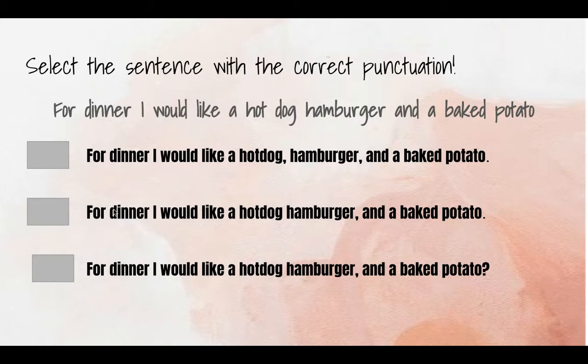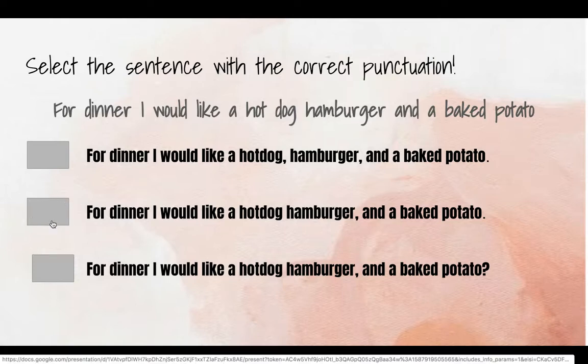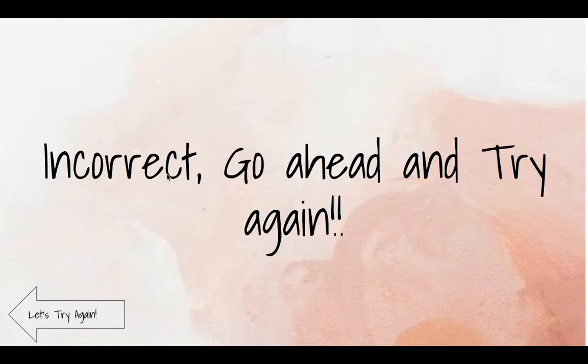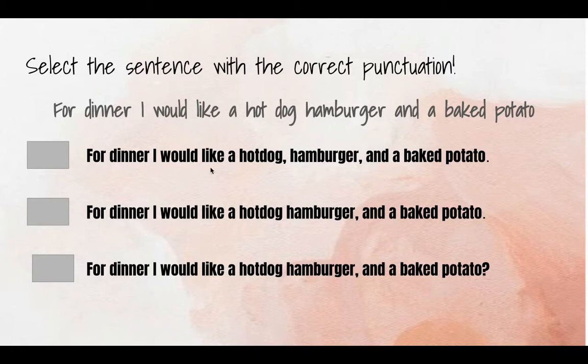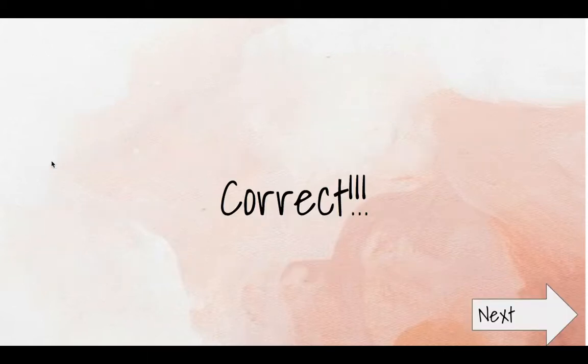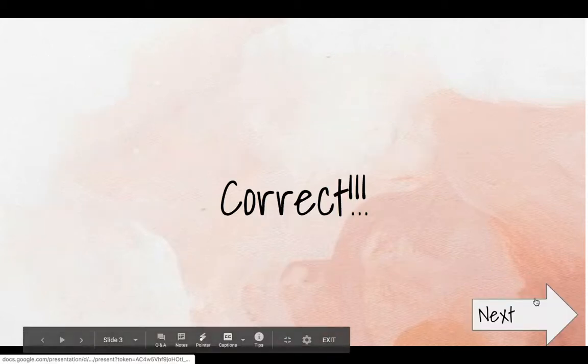So I know this one says for dinner, I would like a hot dog, hamburger, and baked potato. It is missing a comma here. So if they were to select this as their answer, they would have to click this square. And then it says incorrect, go ahead and try again. So you would click the arrow, it takes you back, and then they would have to pick which one is the correct answer. I see this one is because it has the period and the two commas. So I would click this answer and it says correct, and then you hit next and it takes you to the next question.